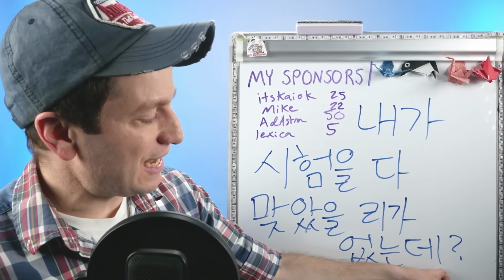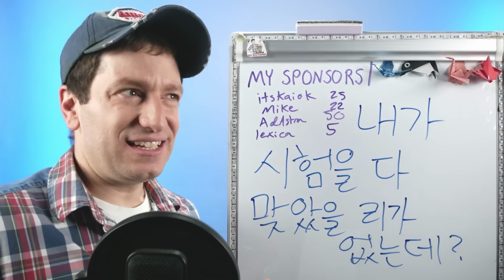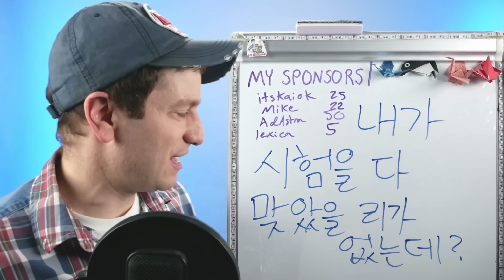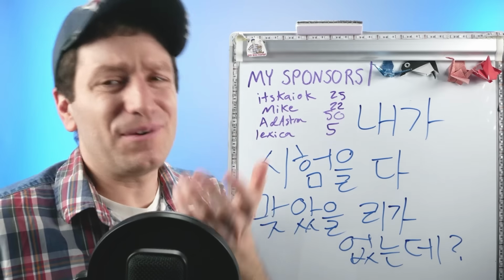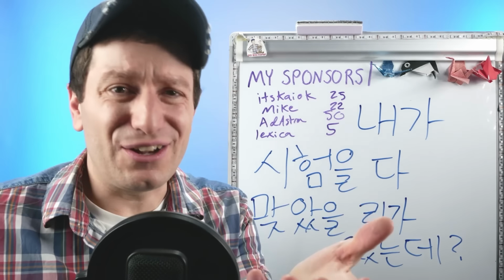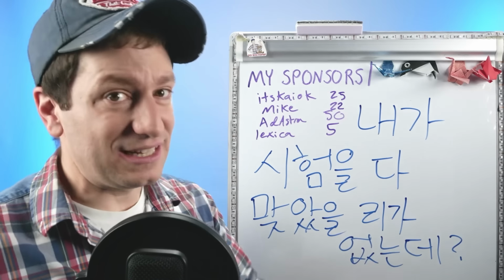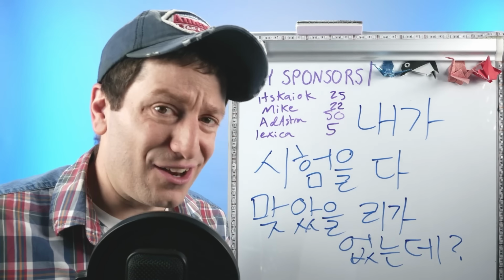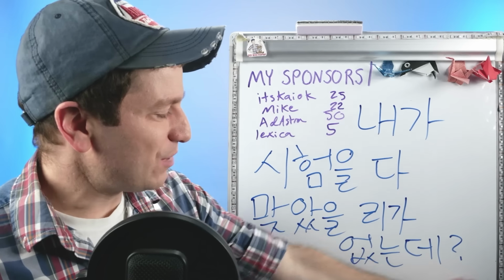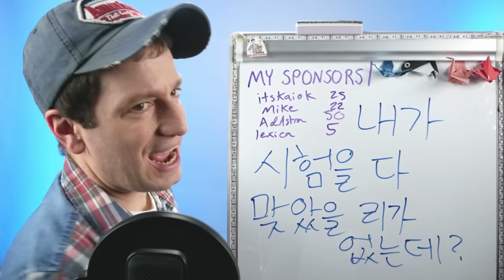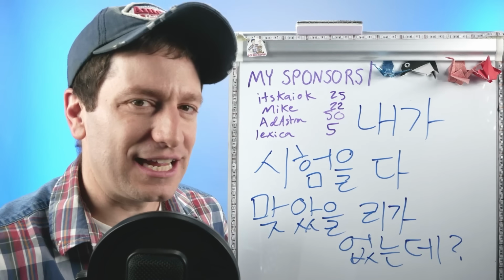When you use 대 at the end of a question, it's kind of like exclaiming something in English. Like, there's no way. Like, come on. There's no way that I got all of them right. 내가 시험을 다 맞았을 리가 없는데? There's no way I got all of them right. So you can kind of translate this 대 with a question as almost like an exclamation mark in English.